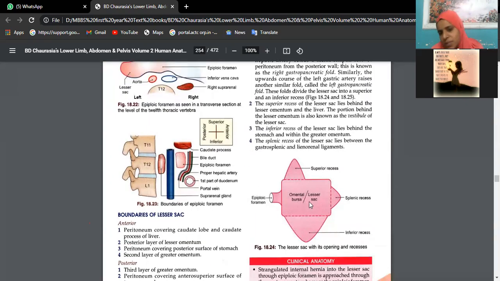Suppose in this area we have the pancreas. If you remember, within the C fold of the duodenum we have the pancreas, and the tail of the pancreas will have the spleen. So this extension will be called the splenic recess. And of course, this is the opening between the greater and lesser sac, which is called the epiploic foramen. Okay, so read once, you will understand better.